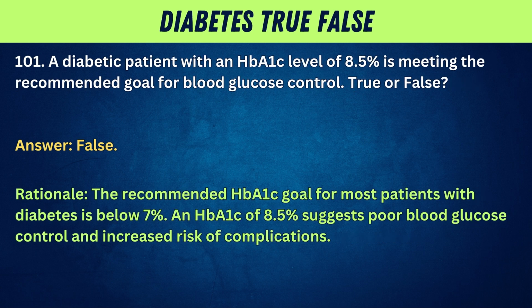101. A diabetic patient with an HbA1c level of 8.5% is meeting the recommended goal for blood glucose control. True or false? Answer: false. Rationale: the recommended HbA1c goal for most patients with diabetes is below 7%. An HbA1c of 8.5% suggests poor blood glucose control and increased risk of complications.